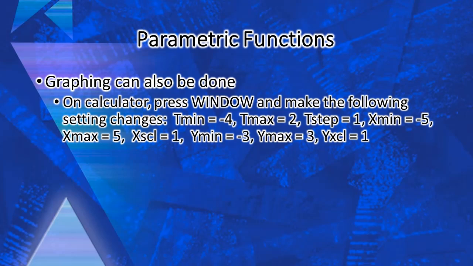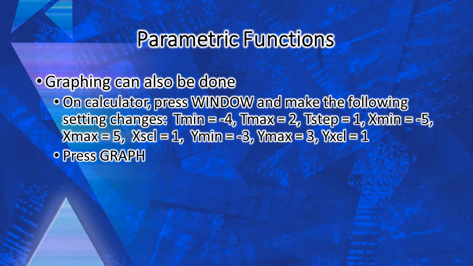The next line down is your x minimum. We're going to enter in a -5. Hit enter. Your x maximum, we're going to put as 5. Hit enter. Your x scale, we're going to leave as 1. So if it's not 1, enter 1. If it is 1, you can just leave it. Your y minimum, we're going to put as -3. The y maximum as 3. And the y scale also as 1.